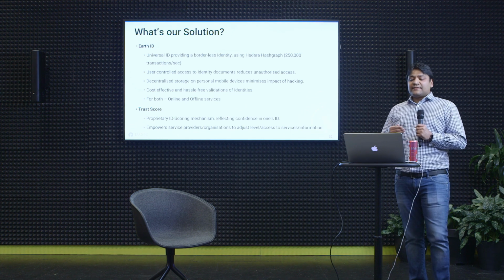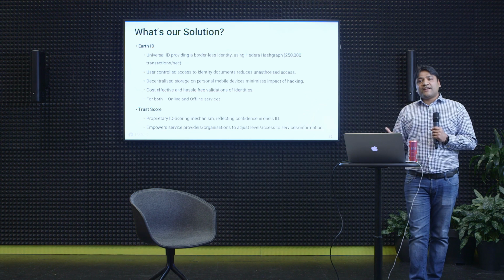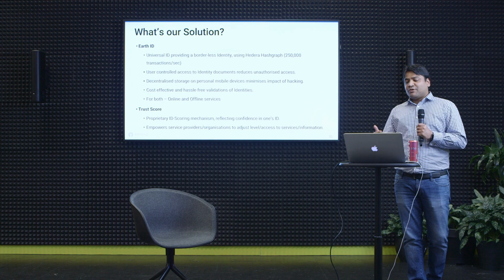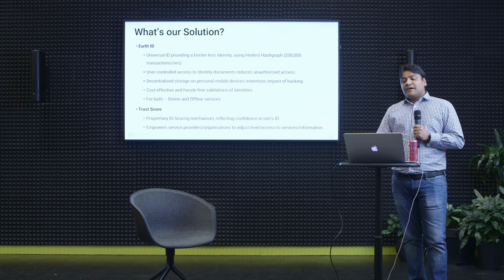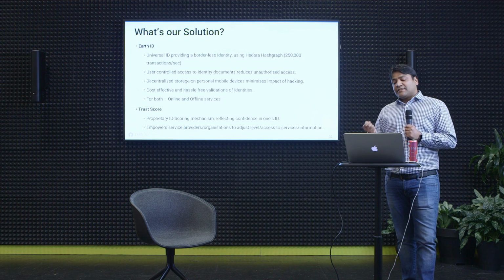EarthID is a universal ID, a borderless identity, and we are going to build it over Hedera Hashgraph because of the key points that Ollie mentioned earlier. We are giving control of the identity documents to the user. It's decentralized storage on personal mobile devices, cost-effective, hassle-free, and it can be used for both online and offline services. Trust Score is a proprietary ID scoring mechanism reflecting confidence in one's ID. It empowers service providers and organizations to adjust the level of access to their services and information.